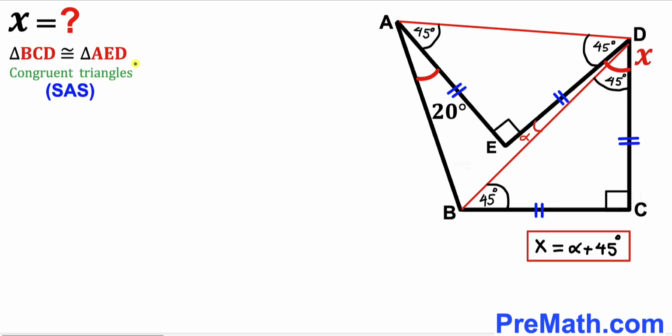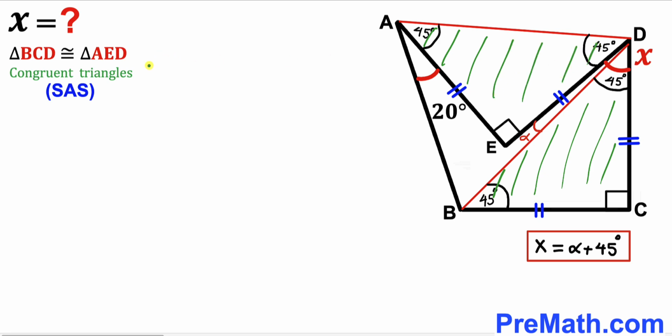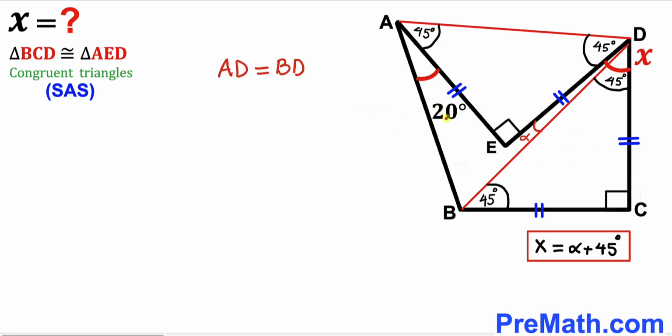So therefore, we conclude that this right triangle BCD and this other right triangle AED are congruent triangles according to the side-angle-side congruency theorem. And since these two triangles are congruent, we conclude the side length AD is going to be equal to the side BD. In other words, this side AD is going to be congruent to this side BD.